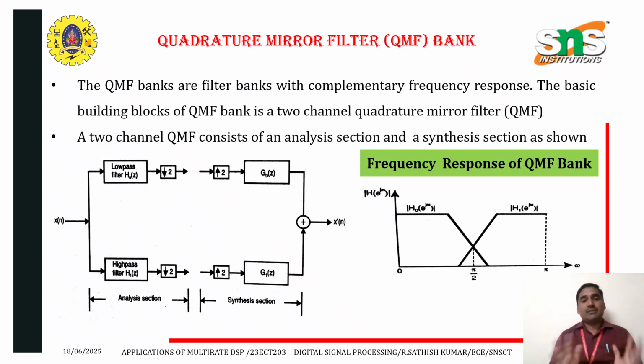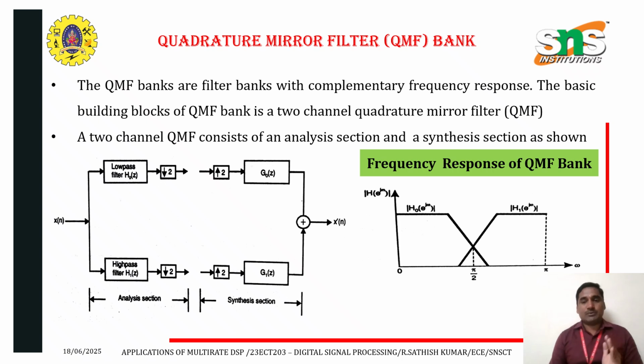Next one, the quadrature mirror filter bank, called the QMF bank, is a filter bank with complementary frequency response. The basic building block of a QMF bank is the two-channel quadrature mirror filter. The two-channel QMF consists of an analysis section and a synthesis section. X[n] is applied to a low-pass filter and a high-pass filter, and decimated by 2, which is the analysis section. It is then interpolated by 2 and applied to G0(z) and G1(z), which are added to produce X'[n], which is the synthesis section.